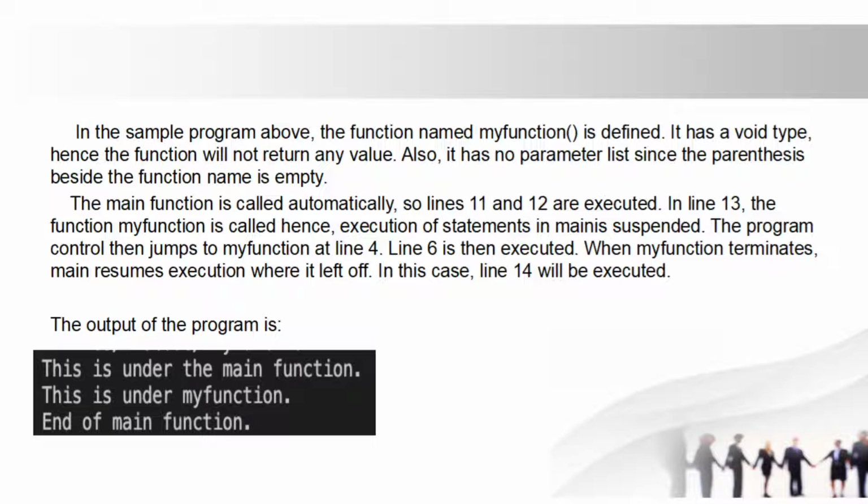In line 13, the function myFunction is called, hence main is suspended. The program control then jumps to myFunction at line 4. Line 6 is then executed. When myFunction terminates, main resumes execution where it left off. In this case, line 14 will be executed. The output of the program is like the one shown below.